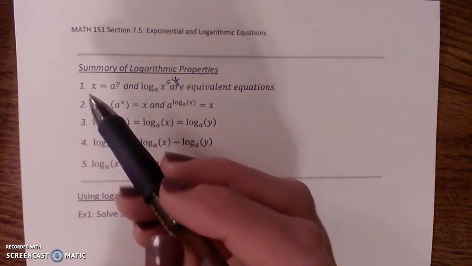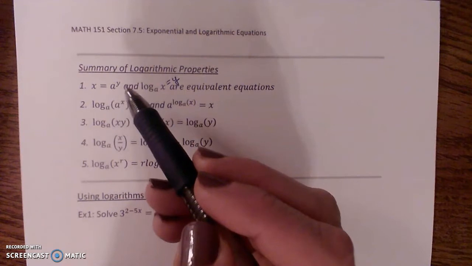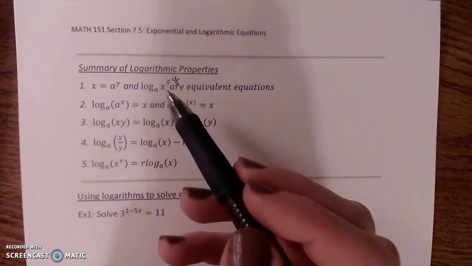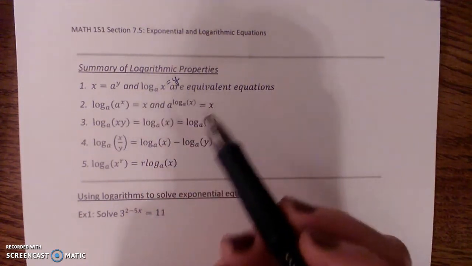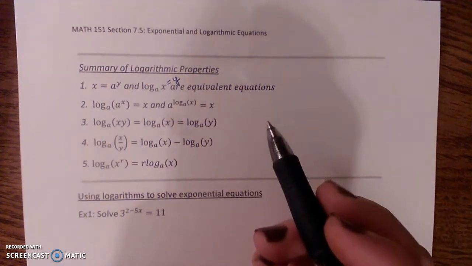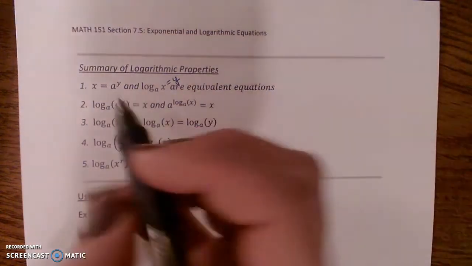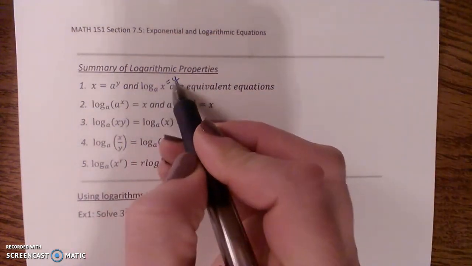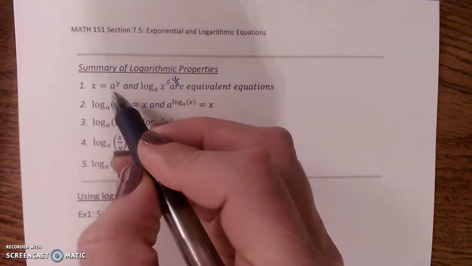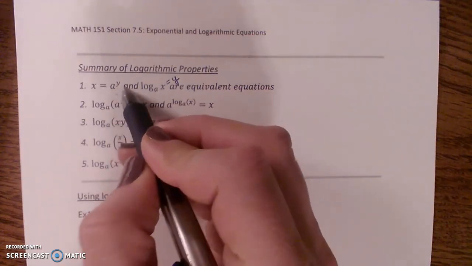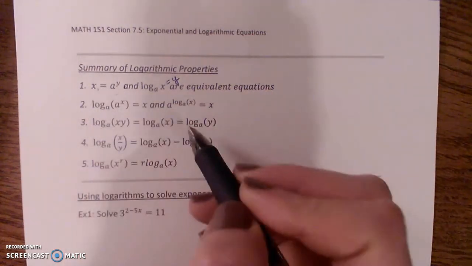The first is that x equals base a to the power y, and log base a of x equals y. Those are equivalent equations, okay? And that means that we can convert between the two, saying log base answer equals exponent is the same as base to the exponent power is equal to the answer.